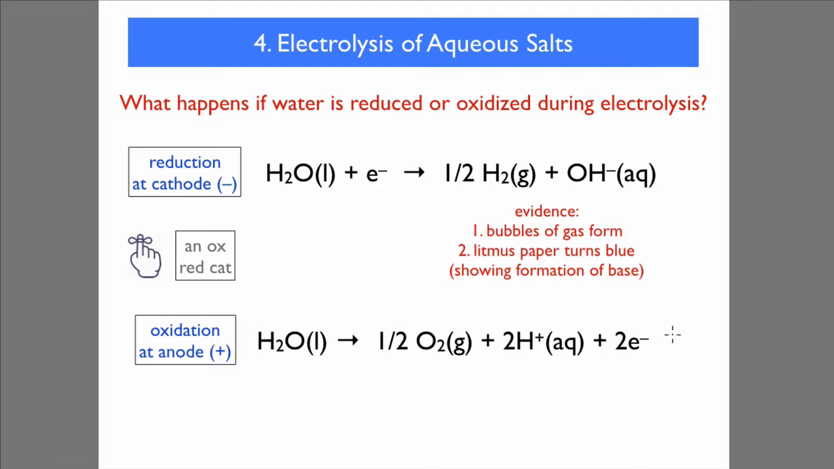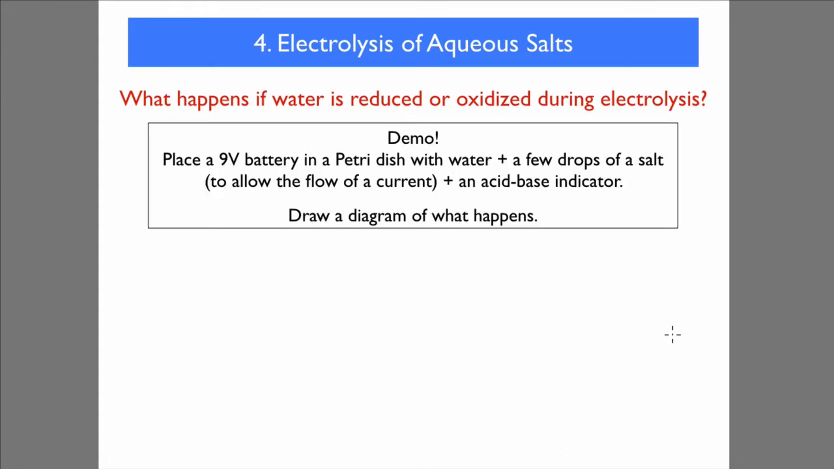The evidence for reduction of water at the cathode is bubbles of gas form, and you can use litmus paper, which would turn blue, showing OH minus, because we are forming a base. At the anode, we know it's being oxidized if there's bubbles of gas, and if litmus paper turns red, because you're forming an acid. You can do this demo next time you're in the lab, unless of course you're in the lab right now, whereupon you could do it right now.